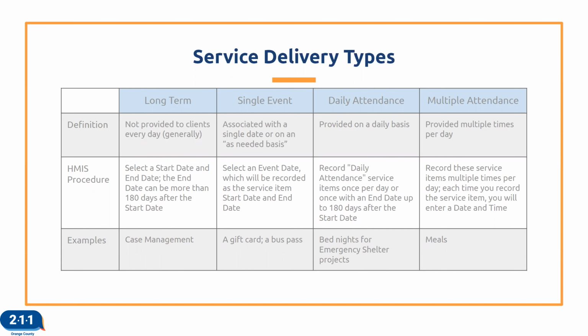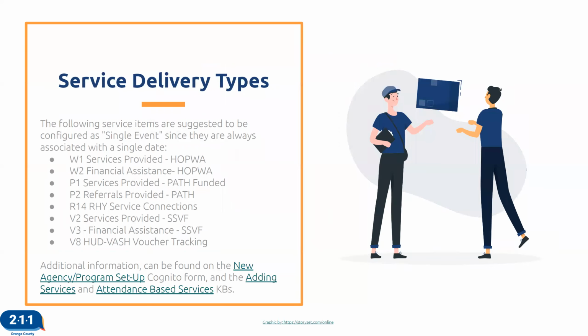Regarding single event, next slide, please. Sorry, Elizabeth. Regarding single event service items, it's recommended to configure the following service items as single events, since they are always associated with a single date: W1 services provided HOPWA, financial assistance HOPWA, P1 services provided PATH funded, P2 referrals provided PATH, R14 RI service connections, V2 services provided SSVF, V3 financial assistance SSVF, and V8 HUD VASH voucher tracking.